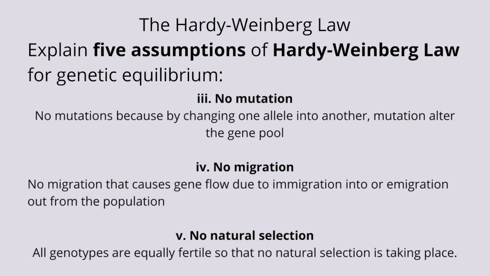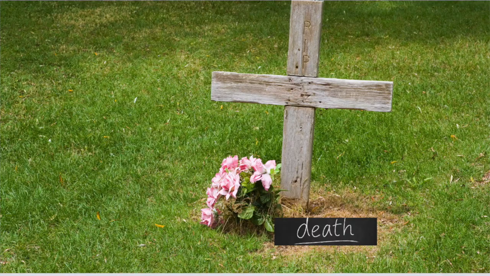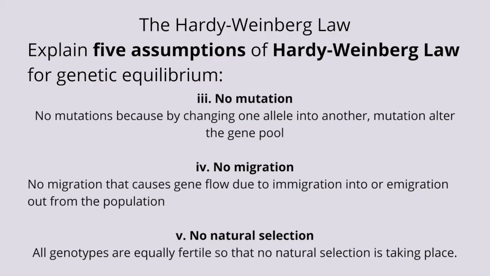Assumption number 4 is no migration. There is no migration that causes gene flow, whether due to immigration into the population or emigration out from the population. Death is also a type of emigration because death removes the gene or allele permanently from the population.